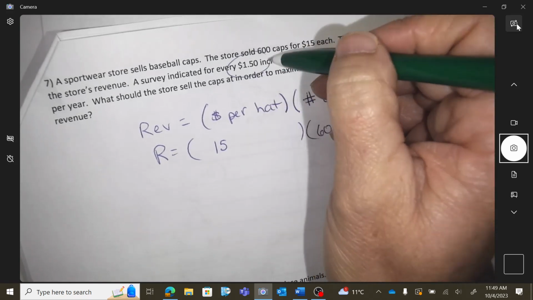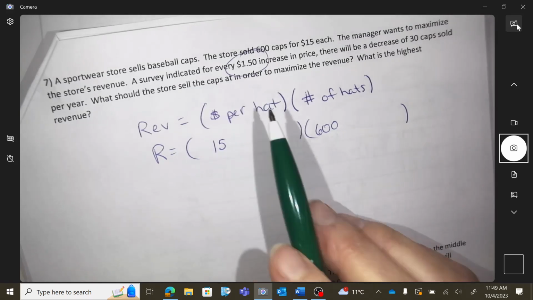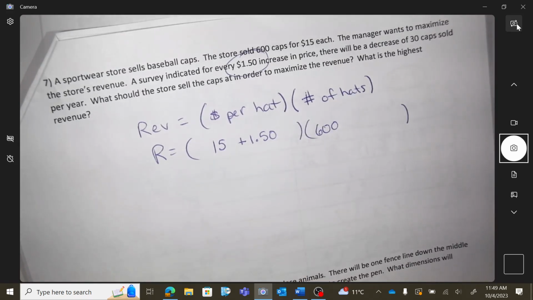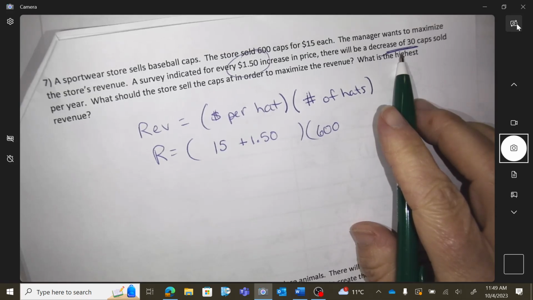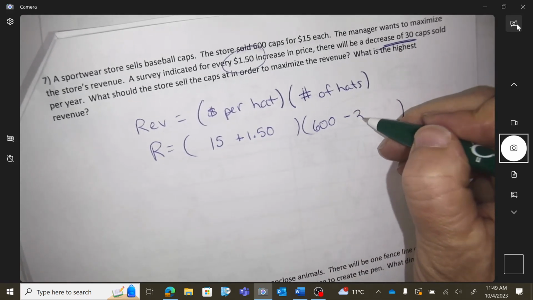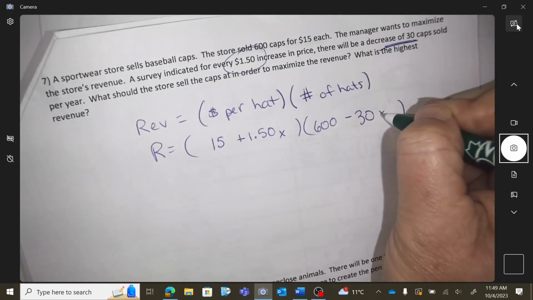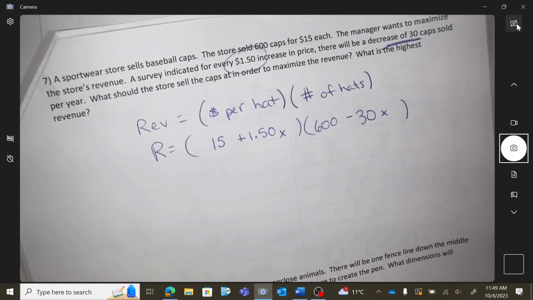It's indicated that for every $1.50 that you go up in price, so make the price go up $1.50, this would cause a decrease in 30 hats. And what else do you need to put into this? An X. So if this goes up a few times, this goes down a few times, etc. The rest of it is just math stuff you know how to do.